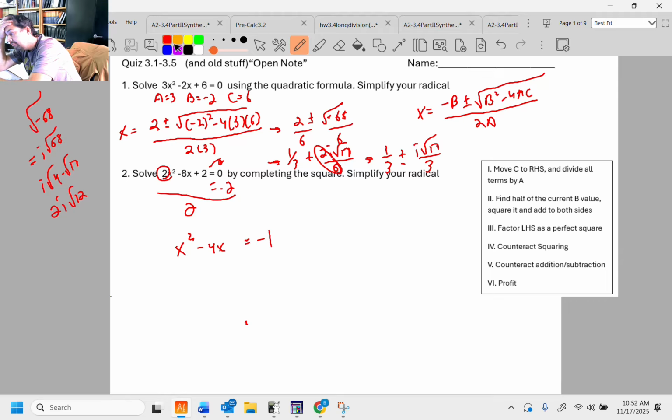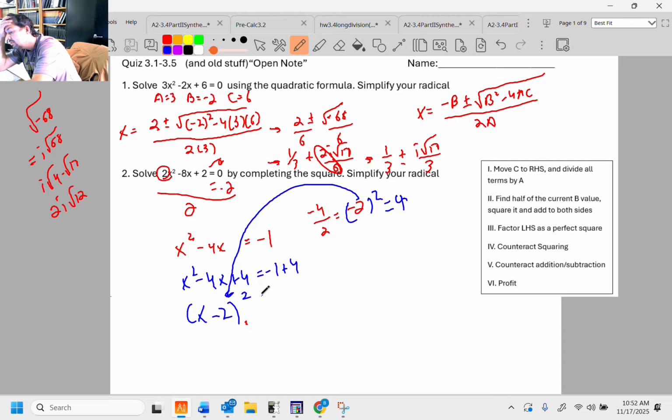Now we're going to take half of b, which is -4. Taking half of that, you get -2. We're going to square that and get a +4, because 2 times 2 is 4. And we're going to add that to both sides. Oh, good. We don't have to simplify the radical. This factors as x minus 2, because that was what half of b is, quantity squared. -1 and 4 makes 3.